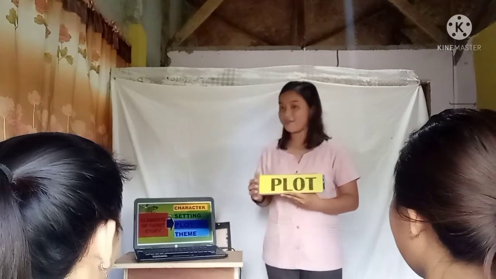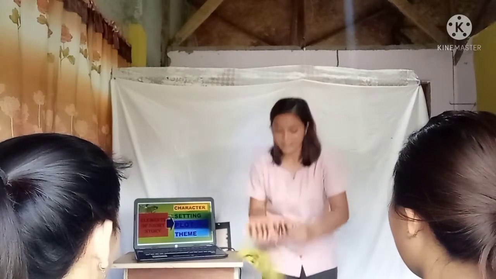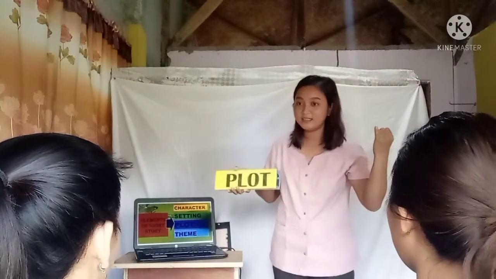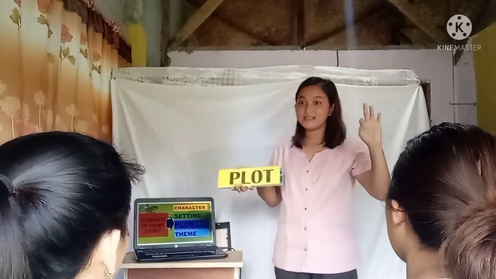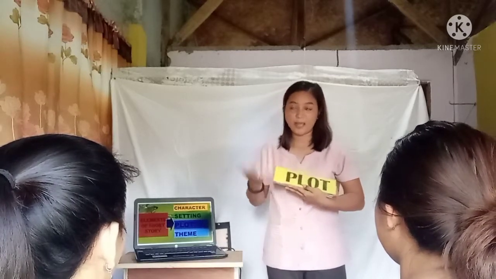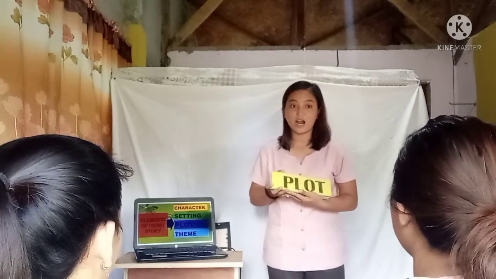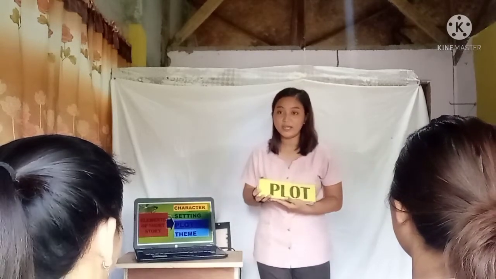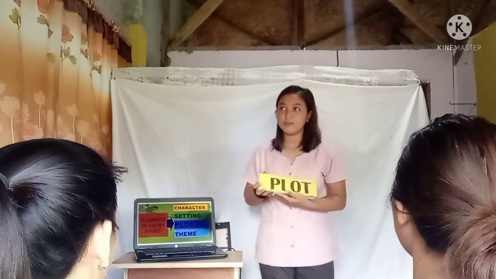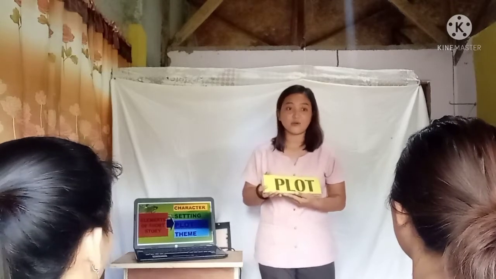So in plot, we also have the elements. There are 5 elements in plot. This includes the introduction, the rising action, the climax, the falling action, and the resolution. So first, let us have the introduction in the plot. Introduction, as I've said a while ago, we are going to meet here who are the characters, what are their roles in the story. In introduction, it begins to show to us the conflict of the story.